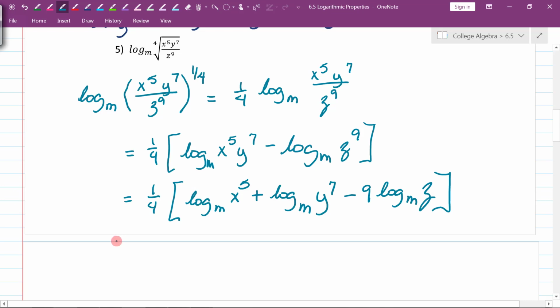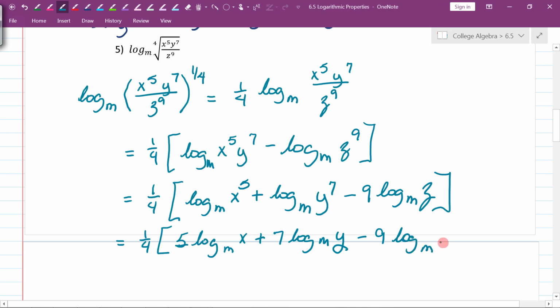So this is going to be equal to 1/4 bracket 5 log base m of x. Take this 5, bring it down out front. Plus, take my 7, bring it down out front, 7 log base m of y minus 9 log base m of z. Just copying that on over.